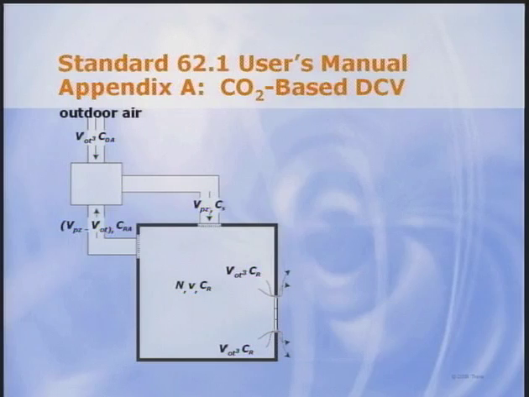The theory behind using CO2 concentration to control ventilation is described in detail in Appendix A of Standard 62.1 User's Manual for single-zone systems, such as that shown in this schematic. Outdoor air is introduced at the air handling unit, optionally mixed with return air, then supplied to the space. Some of the supply air short circuits to the return if the zone ventilation effectiveness is less than 1, and the rest mixes with the room air. Some room air exfiltrates from the space, while the rest is returned to the air handler.